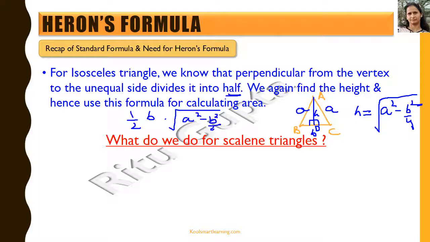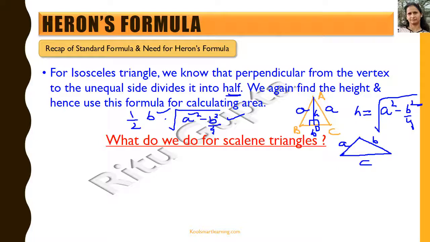So now, just by knowing a and b, we are able to find the area of an isosceles triangle, also using the standard formula for area. But what do we do for a scalene triangle? For scalene triangles, where the three sides are of unequal lengths and all the angles are unequal, say for example we take the sides to be A, B and C.